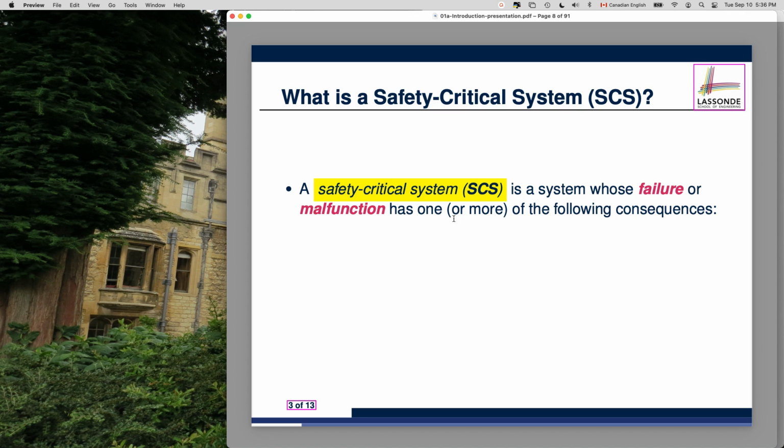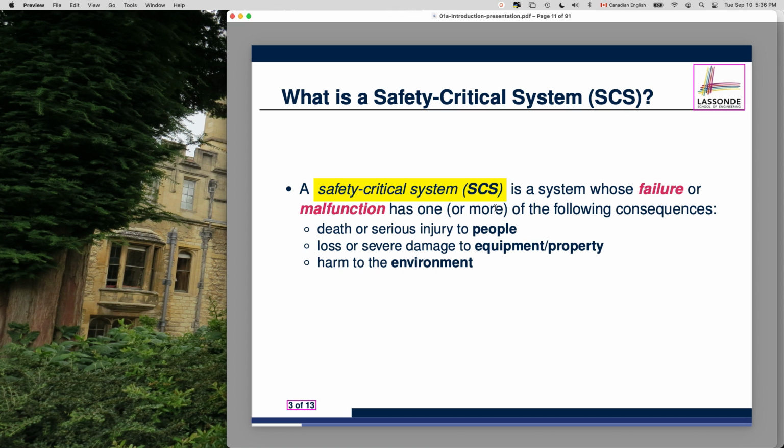A safety critical system is a system, and if it fails or if it malfunctions, if it doesn't function as intended, it might cause some consequences. What could be the consequences? It could be loss of life or injured people. Or it could be some loss or severe damage to some equipment or property. Or it could be some very severe damage or harm to the environment. So these are the very dire consequences. If your system has such dire consequences, your system should be considered as a safety critical system. That's a simple definition, right?